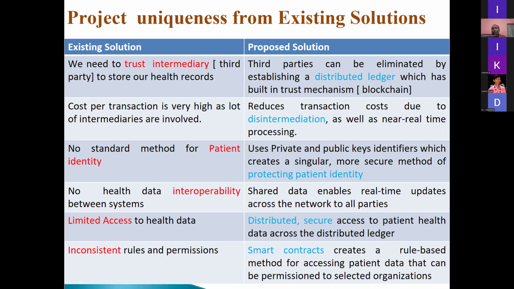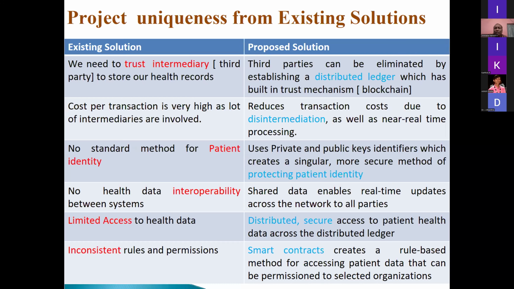Second, cost per transaction is very high, as a lot of intermediaries are involved. Because if you take a bank, there are many employees, but if you see Bitcoin, there is no need of any employee. So there is no need of hospital, there is no need of many doctors, and so on. Okay, so this is reduction of transaction cost due to disintermediation. There is no need of going to hospital. We can only consult, or we can give access to your medical health record to your family doctor. He can see your data and he can treat you from there itself.